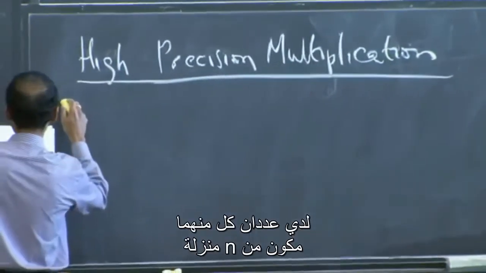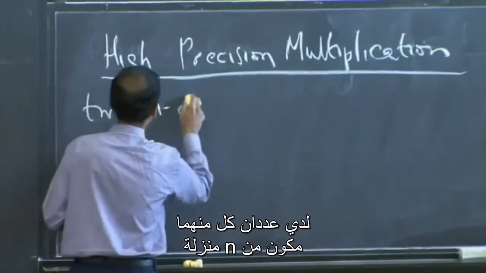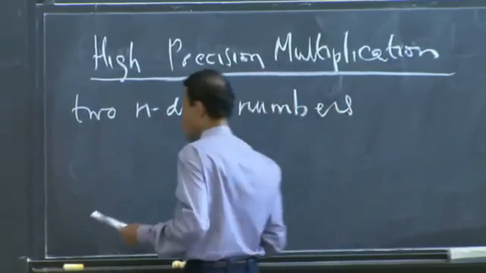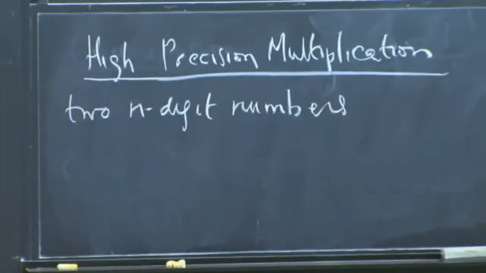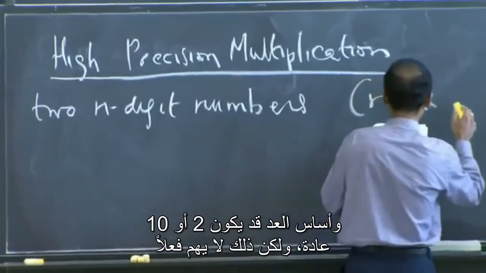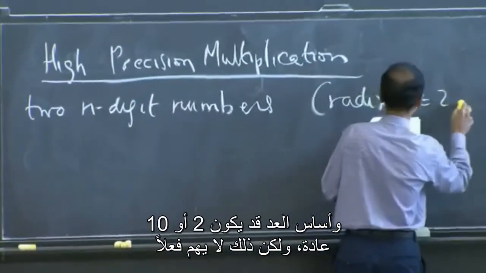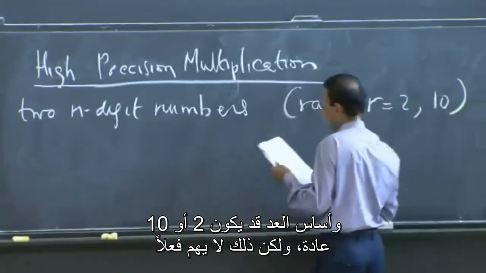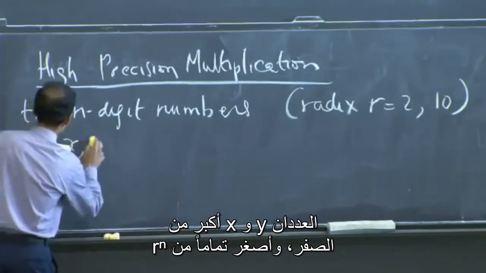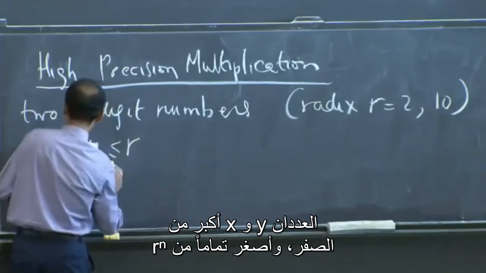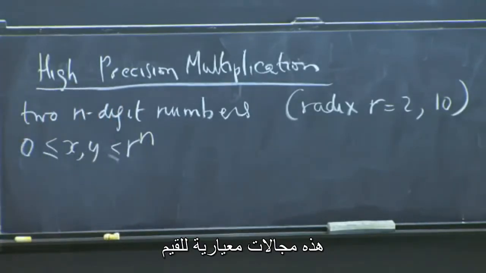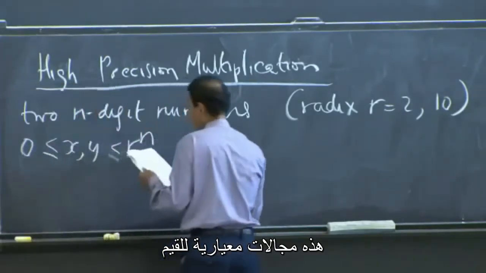So I have two n-digit numbers. The radix, or base, could be 2 or 10, normally; it doesn't really matter. 0 less than x, less than y, strictly less than r raised to n. That's standard for the ranges.